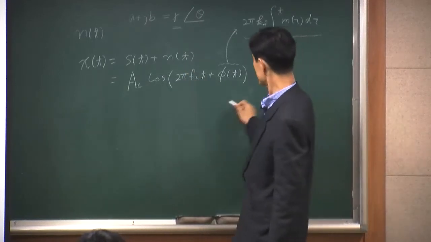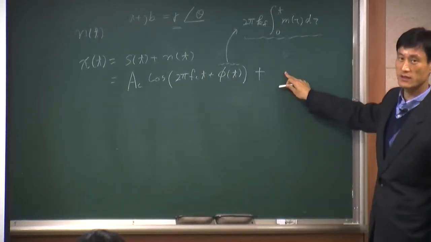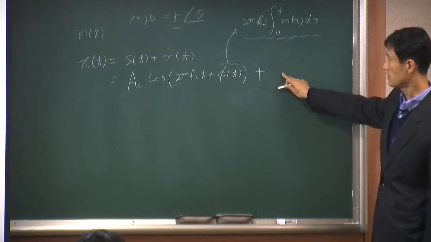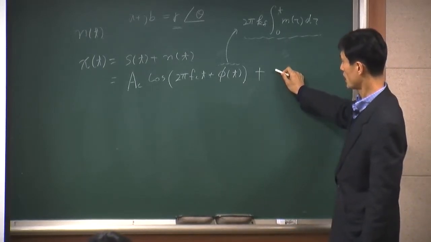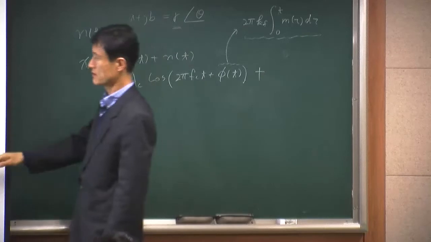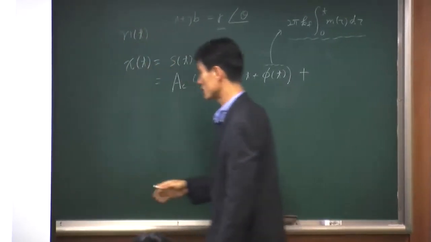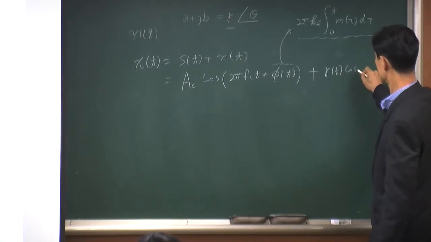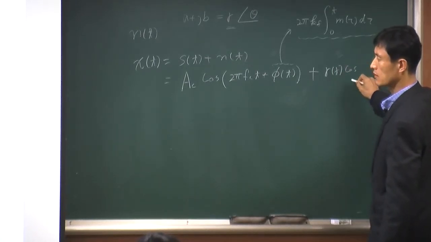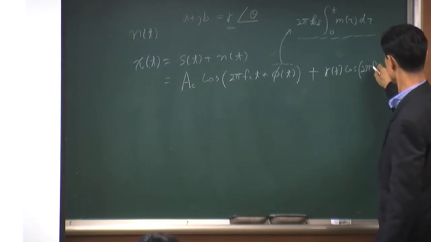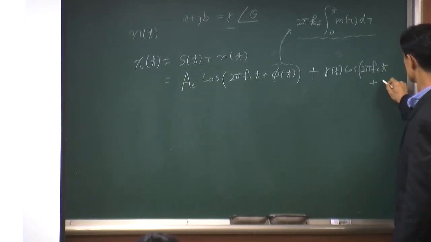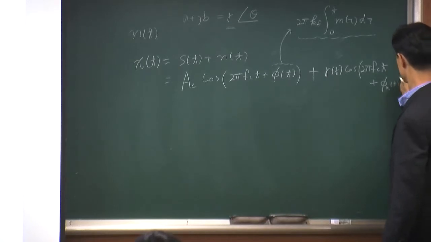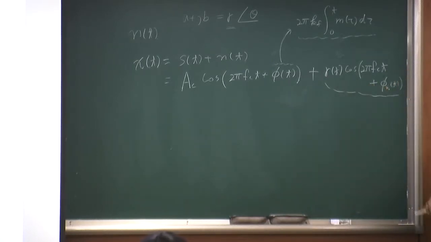Now for nt, we're going to write it this way. So that is rt cosine 2 pi fc t plus phi n t. So this is going to be our nt. Why do we write nt like this?